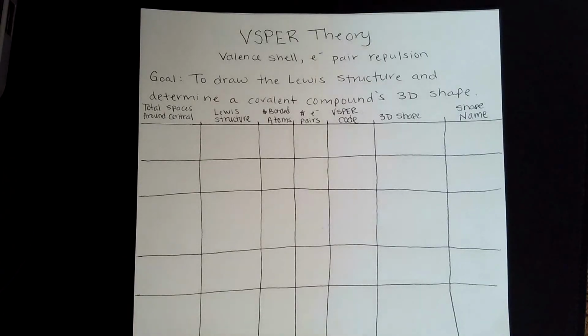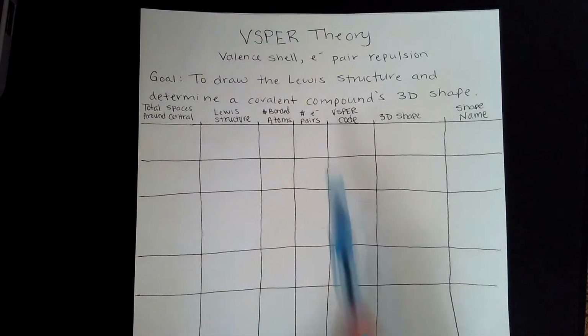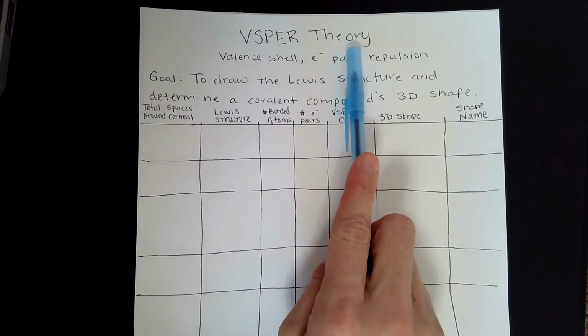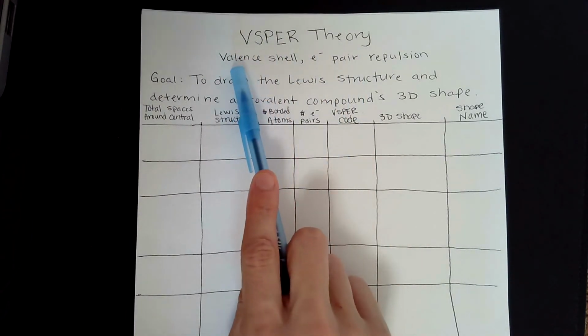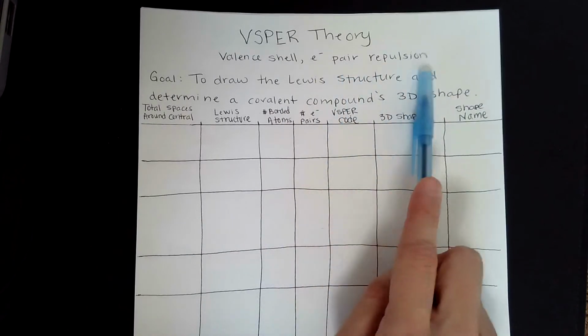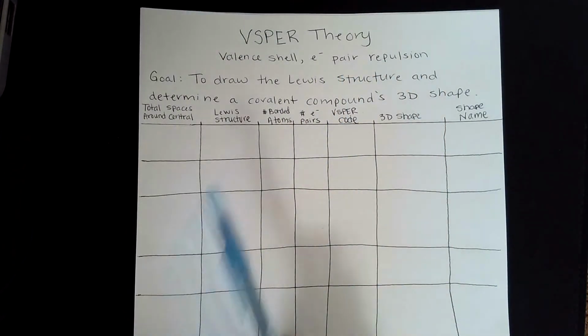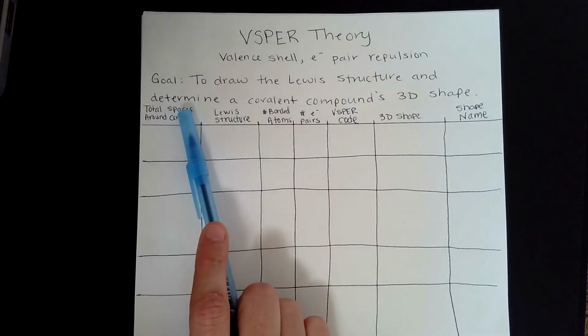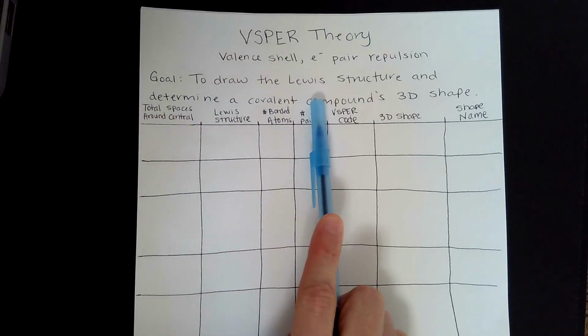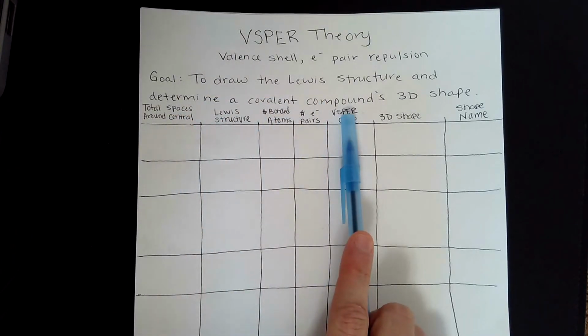Hey everyone, today we're going to do our formal lesson on what is called VSEPR theory. Last week we looked at some three-dimensional shapes of covalent compounds, and today we are going to formalize that. That process is called VSEPR theory, which stands for valence shell electron pair repulsion. And really, this is just putting a name to drawing the Lewis structure and determining the compound's three-dimensional shape.